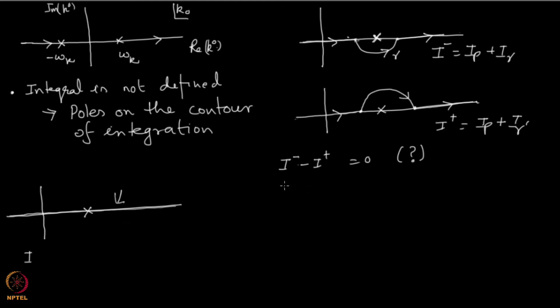Now, let us see what we get. When I calculate this, I get I minus minus I plus is equal to, the principal part I p is the same in both, so that drops out, and I get I gamma minus I gamma prime. And what is I gamma? I gamma is this integral, and the direction is this, minus what is this one? This is this one.